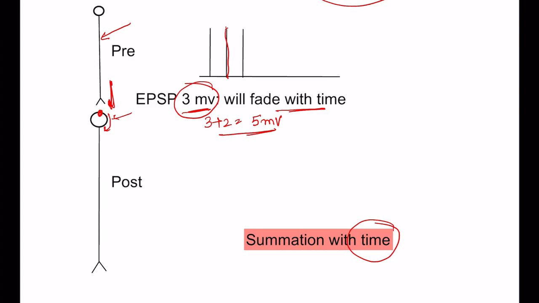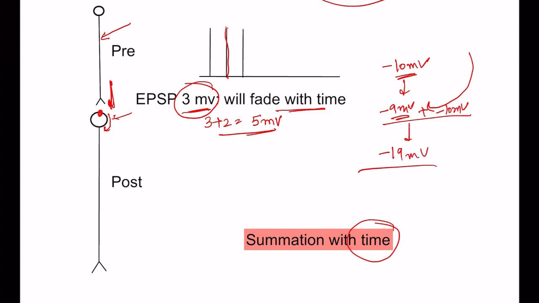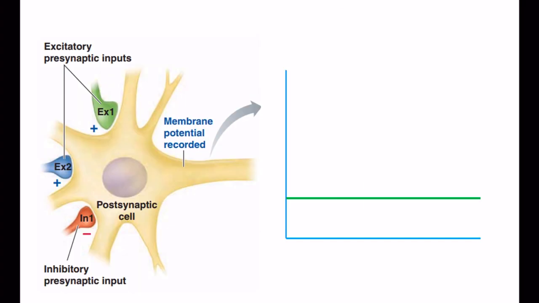Similar will be the case in IPSP also. So maybe initially there was a change of minus 10 millivolt. Okay, and then there will be decay, so it is going to become minus 9 millivolt, minus 8 millivolt, and maybe now another signal is added up here, that is minus 10 millivolt. So how much will be the IPSP? It will be much more negative, that is minus 19 millivolt. Understanding? So that is summation of the EPSPs and IPSPs.